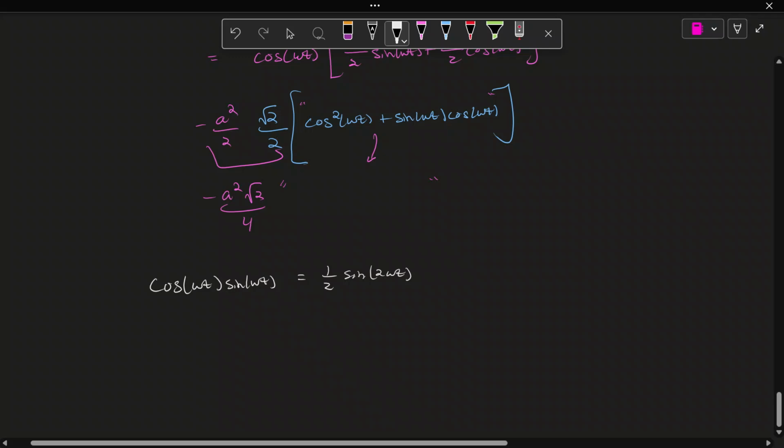Now I'm looking back at his work. Let me see how he does this. So he took out that cosine squared plus cosine omega t sine omega t. So yeah, this is where he gets it, and then he just skips to cosine squared omega t cosine pi over 4.